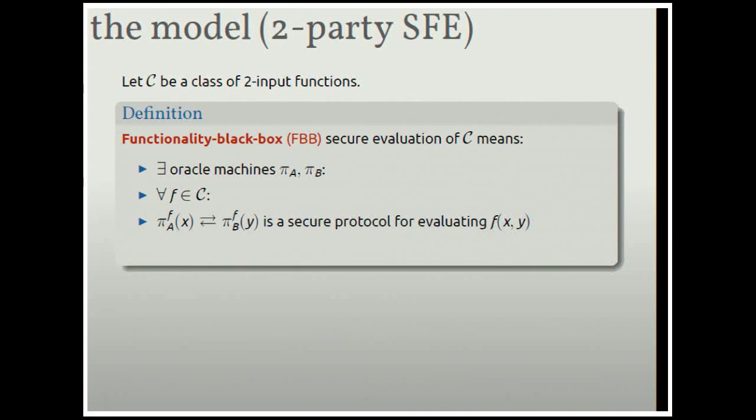So I'm going to define it for a class of functions, first of all, and I'm going to define this thing called functionality black box. I'll use the acronym FBB. I'll try to avoid acronyms, but this is kind of a mouthful to say without an acronym. So a secure protocol that uses its functionality in a black box way is a pair of Oracle machines, such that when you instantiate those two Oracle machines, the protocol that you get is a secure protocol for evaluating the function that the Oracle realizes.